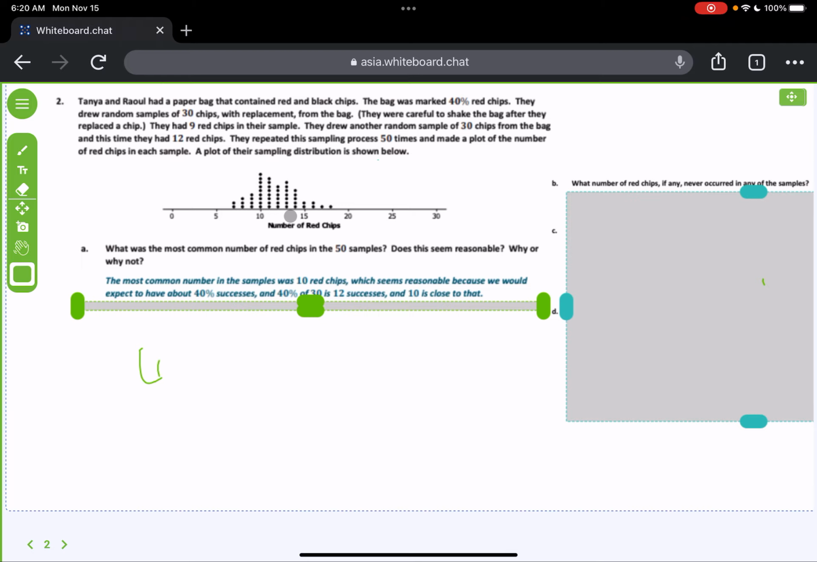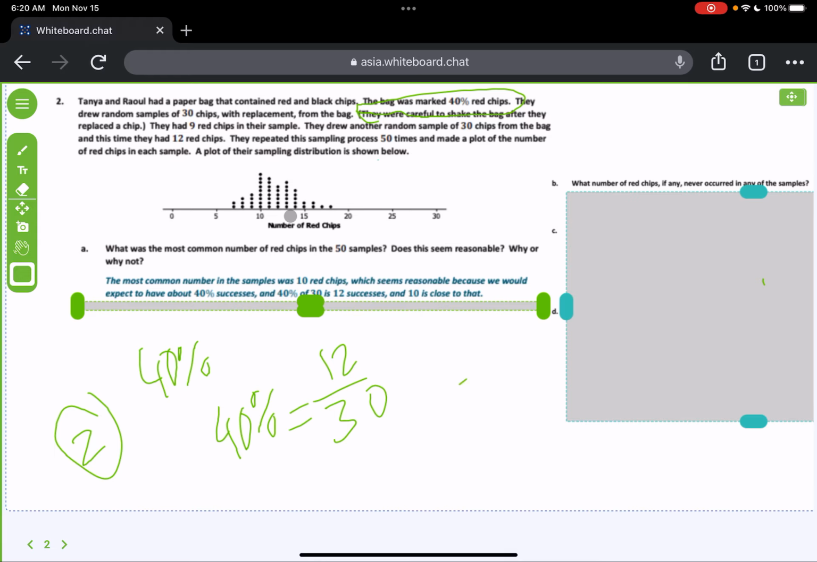So what they're saying is 40% was supposed to be red chips. That's what our question told us. So if we're only pulling 30 chips at a time, what is 40% of that? And they say that that is 12. So 10 is not that uncommon. That is a reasonable explanation. Now, if you had like a 2, then no, that's not reasonable. If you had 28, then you would say, obviously, that is not reasonable if the bag was marked to have only 40 red chips.